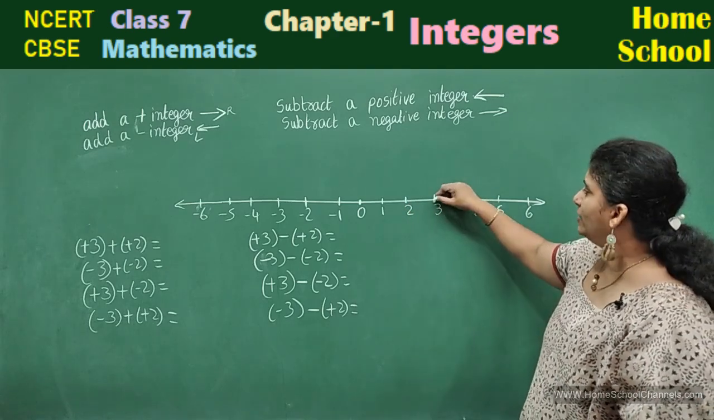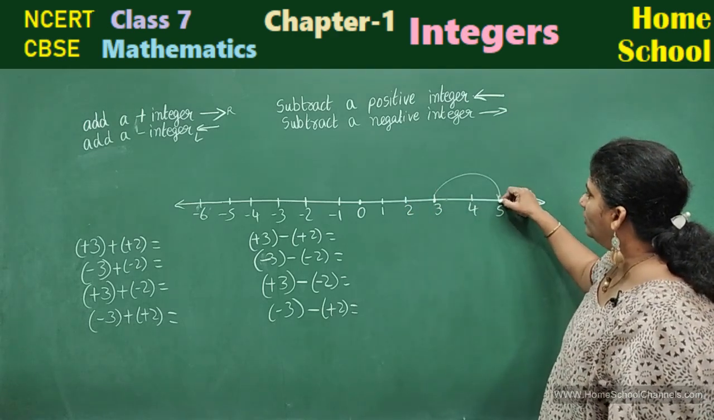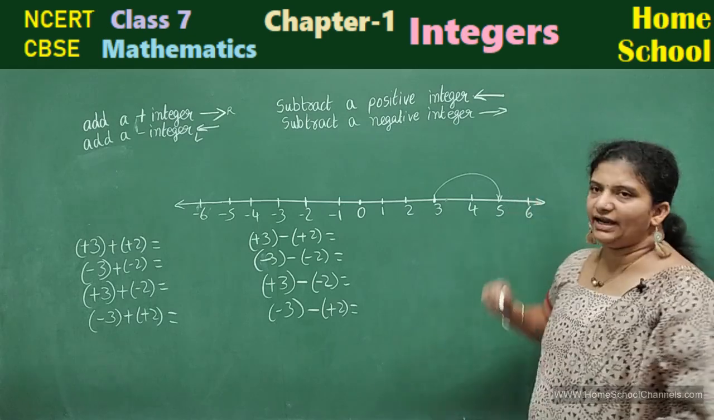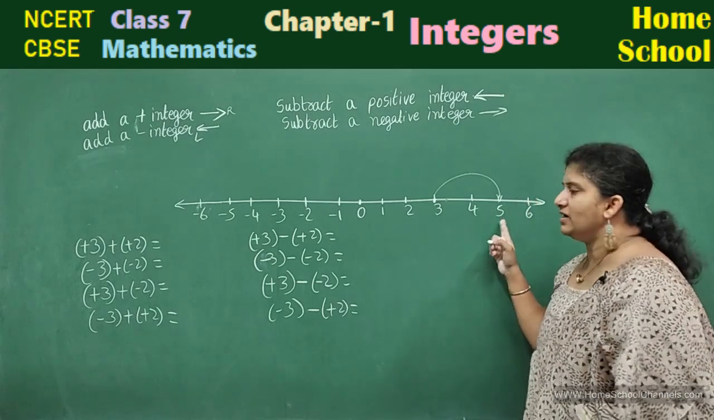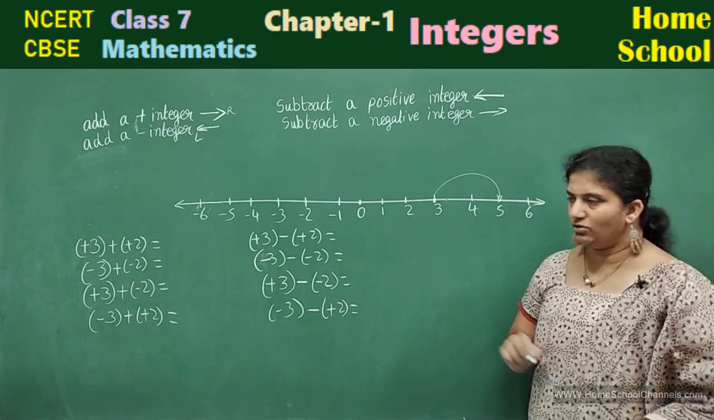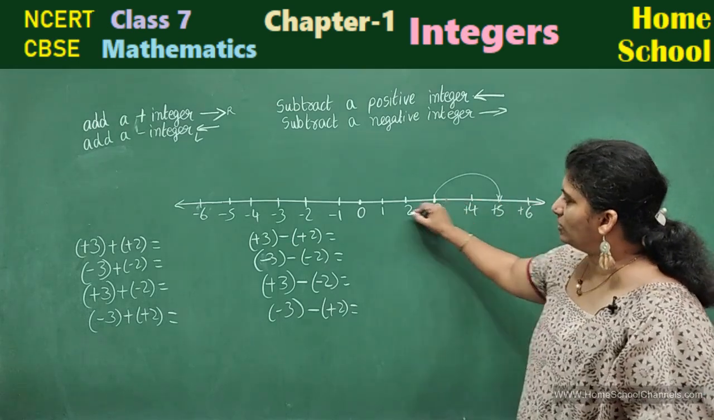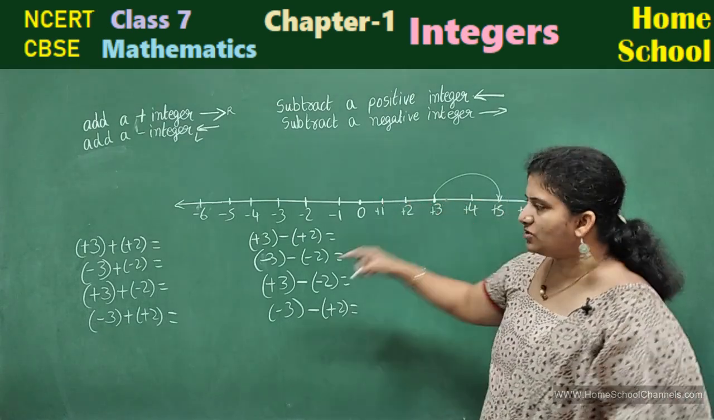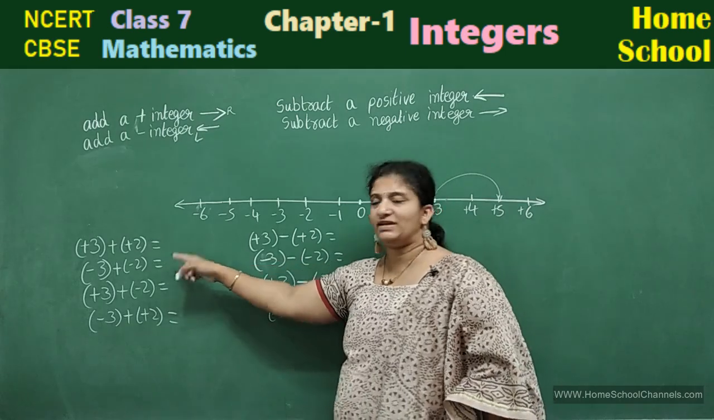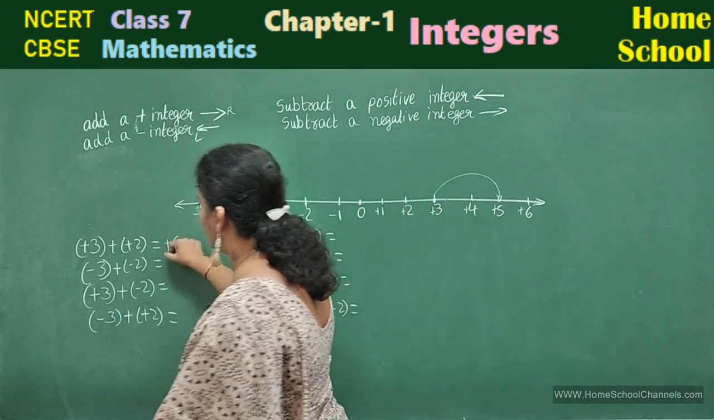When you are adding, you need to move to the two numbers towards right. So what is your answer? 5. Yes or no? This is plus 5. If you want, you can put your plus symbol also if you need. So plus 3, plus of plus 2, answer is plus 5.